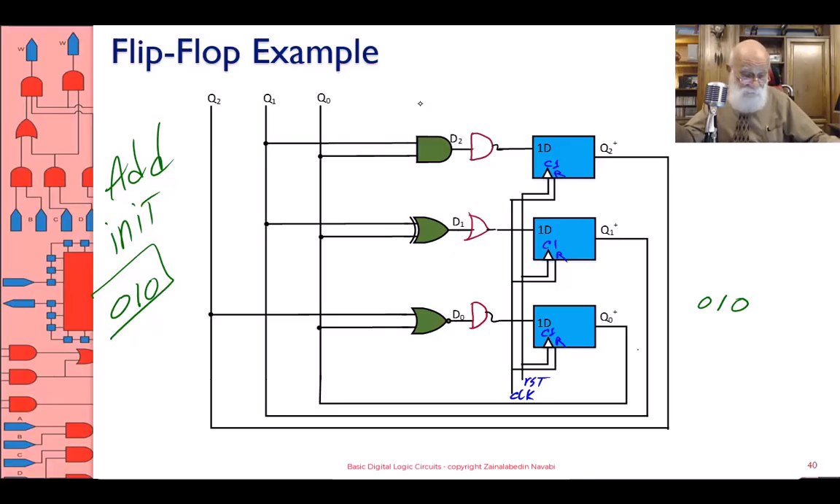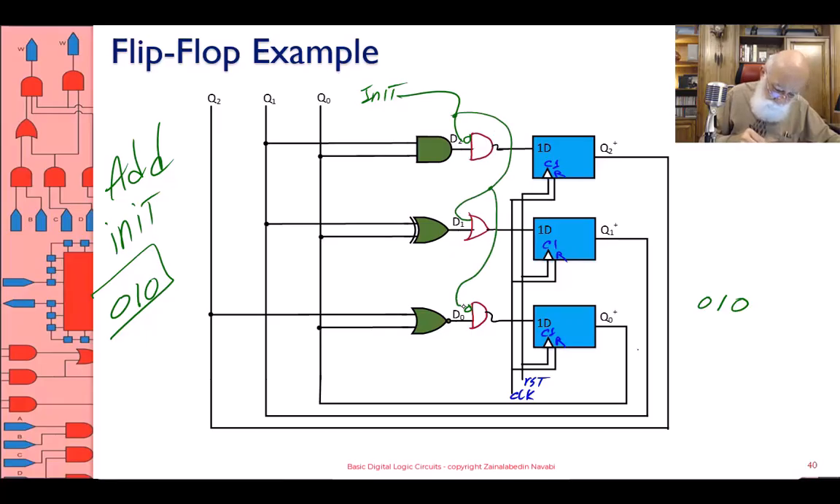For the outputs that I want to set to 0, I added an AND gate, and for the outputs that I want to initialize to 1, I put an OR gate. This becomes my init signal. That init signal complemented goes into this AND gate, complemented goes into this AND gate. And then I just take that init signal and put it into the OR gate.